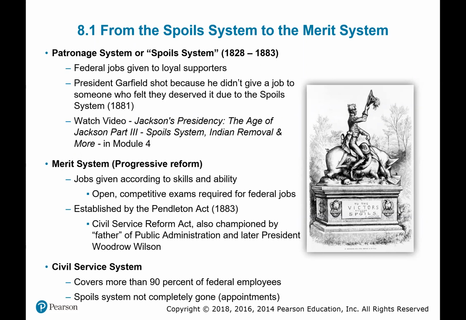At this time, he was a dean of Princeton. And that over the years has really changed the civil service system. Now it covers more than 90% of federal employees. Again, spoil system's not completely gone. You still have appointments.